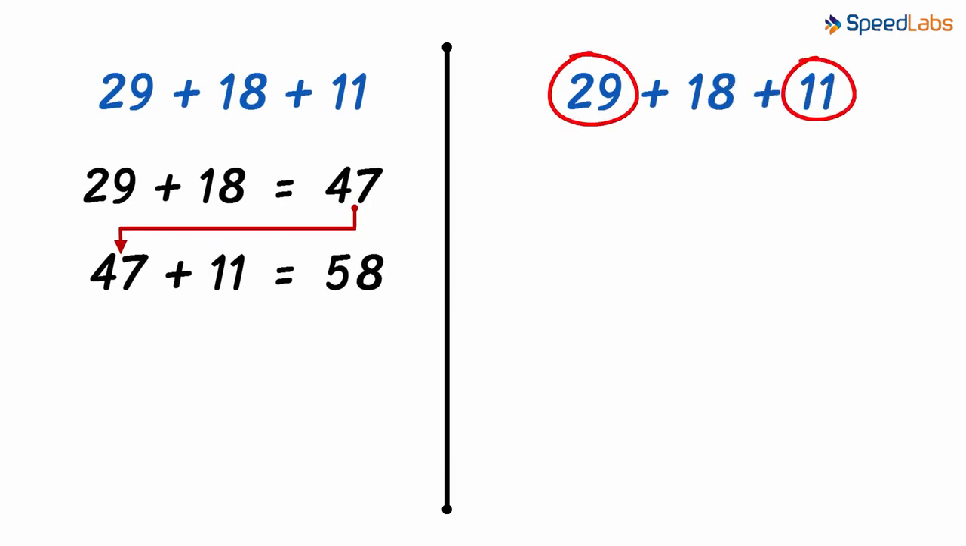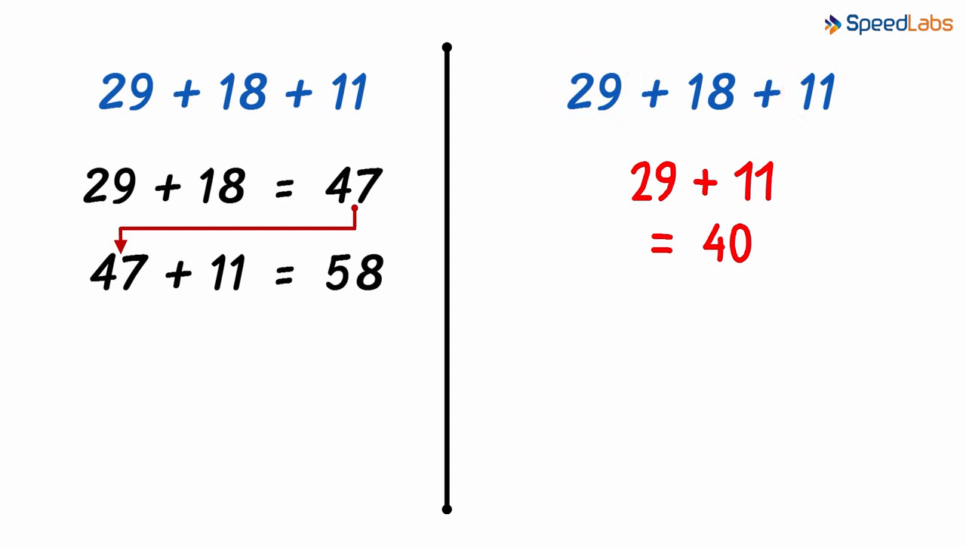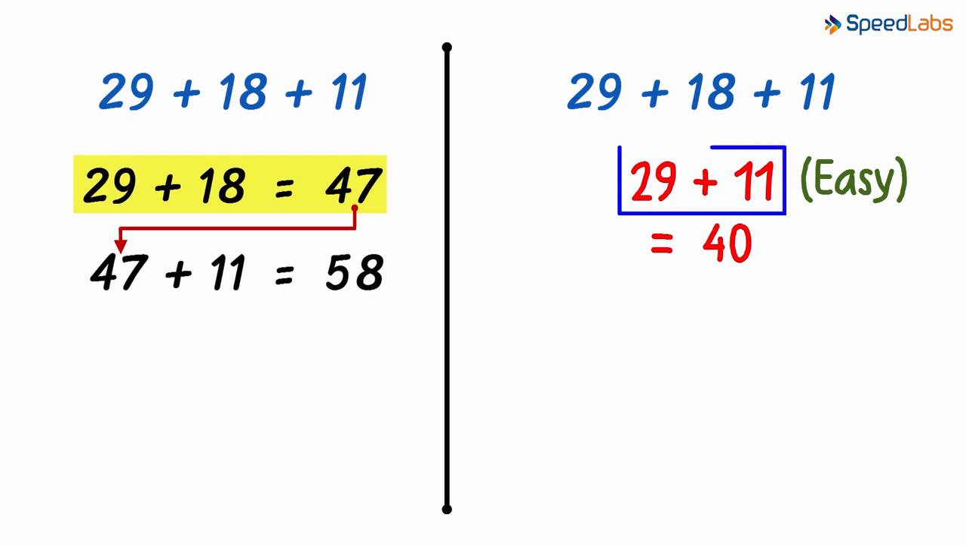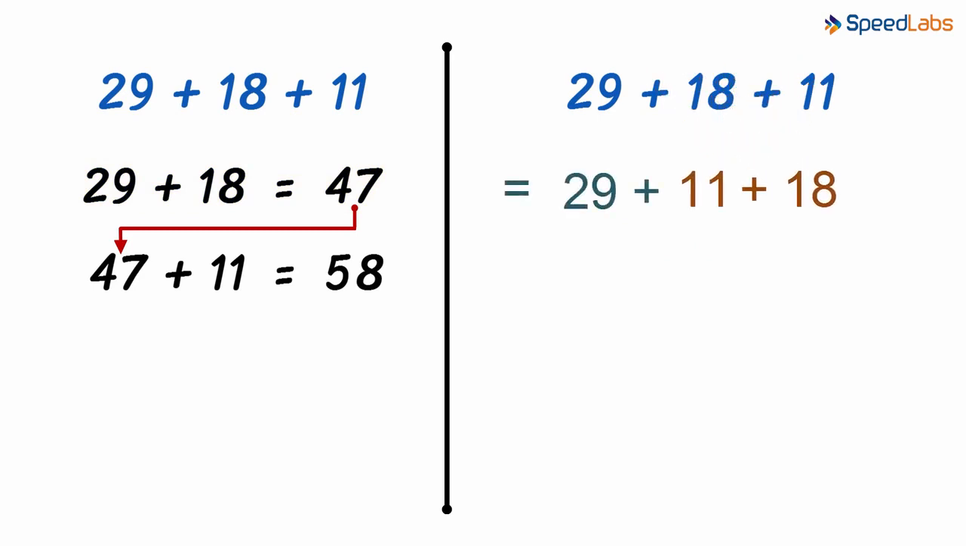Look at these two integers. Their sum is equal to 40. So instead of adding 29 with 18, it's better to add it with 11. This will make the next step of the solution much easier. But wait, can we change the position of these integers?